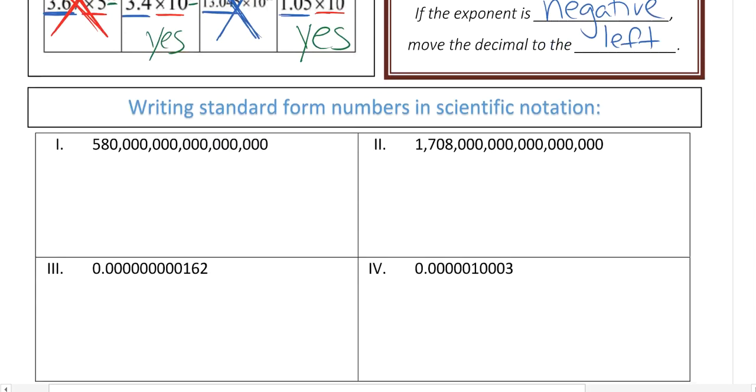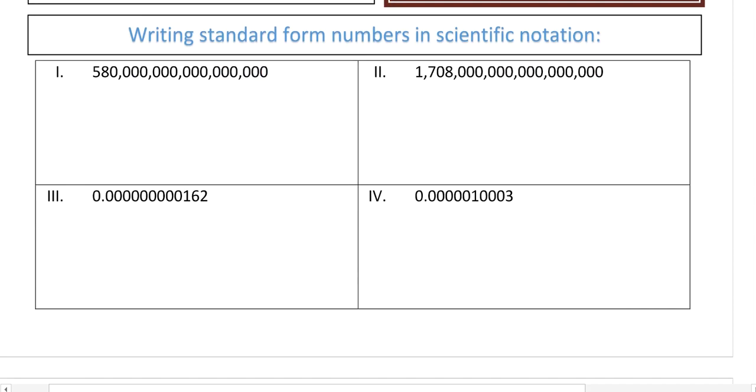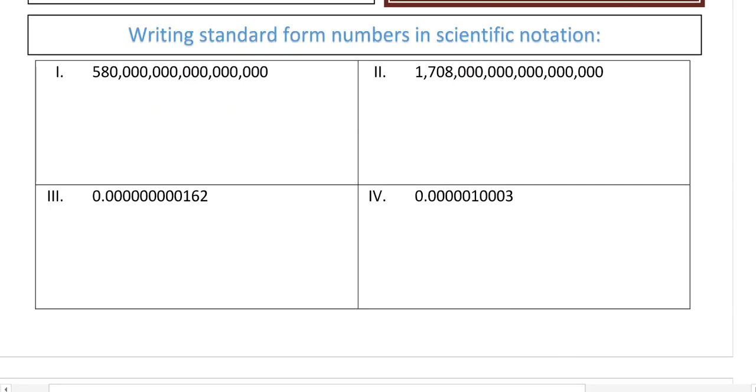So let's put this into practice: writing standard form numbers in scientific notation. The first thing I need to remember is that my first criteria is that I have a number that is between 1 and 10. Looking at this incredibly large number here, I know that if I want a number between 1 and 10, I need to focus on these digits here.